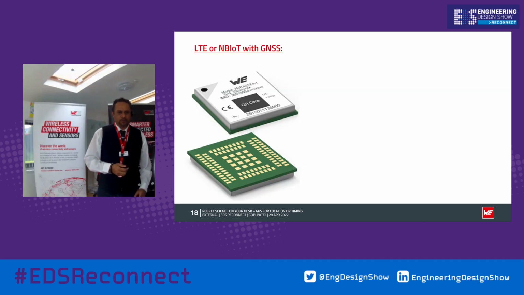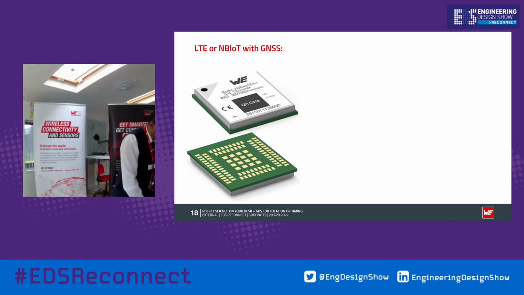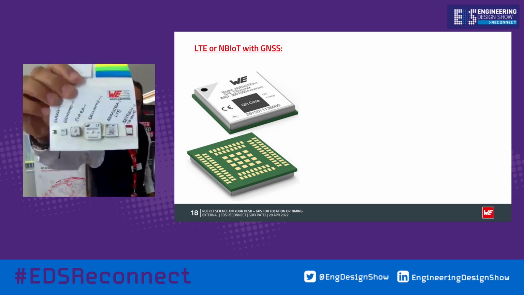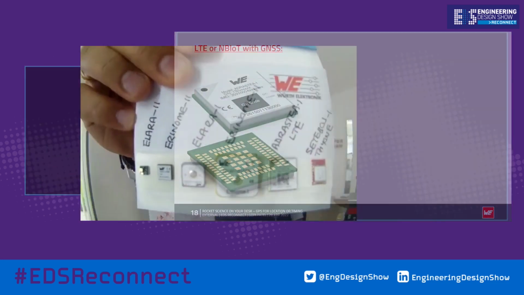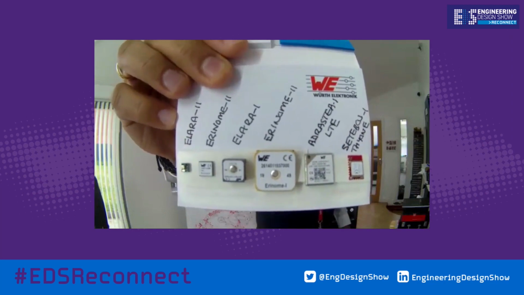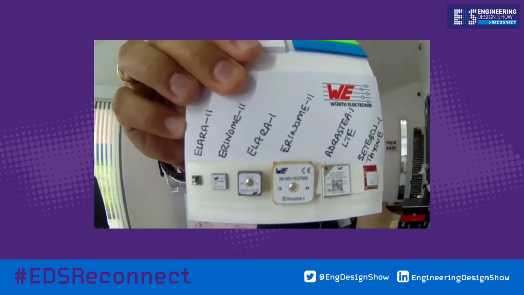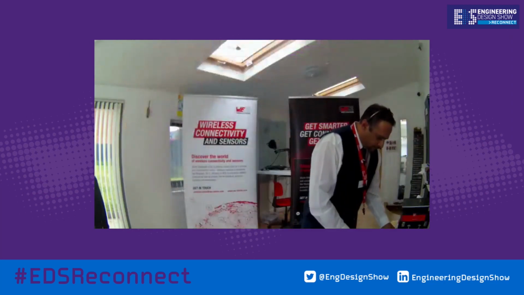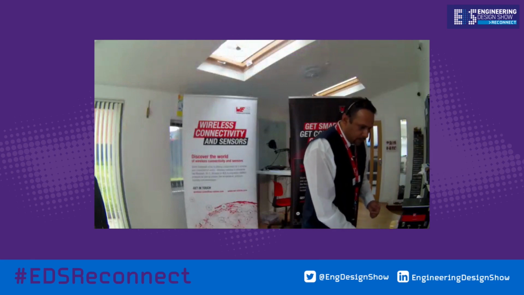Okay, I think we are approaching almost to the end, and let's cover for the last couple of minutes LTE or a narrowband IoT with GNSS on board. It's one of the brand new modules, and I wanted to bring a picture. Here is an LTE module, the Address Tier 1 LTE. Perfect. Address Tier 1 LTE is the module.